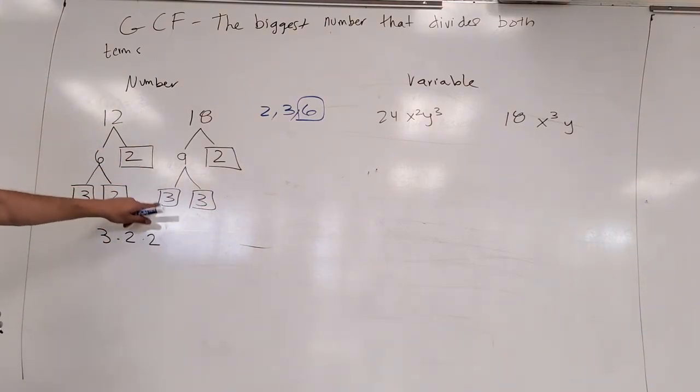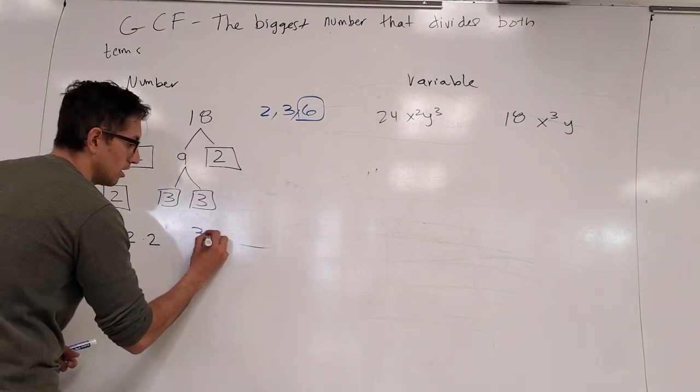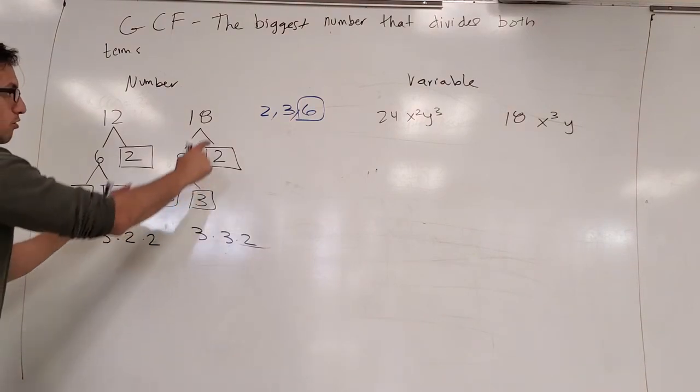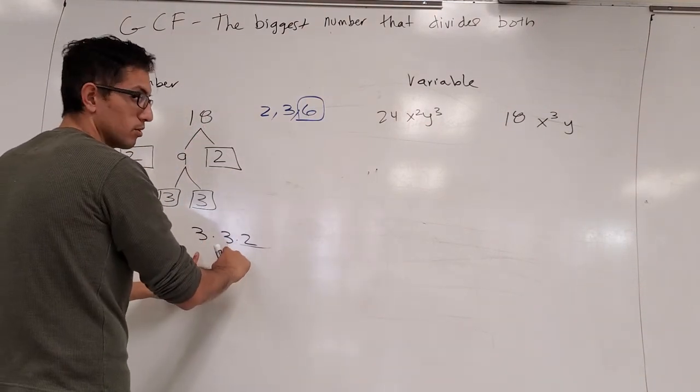These numbers that I'm boxing are called prime numbers. Numbers only divisible by 1 and itself. So from 12, we got the list 3 times 2 times 2. From 18, we got the list 3 times 3 times 2.